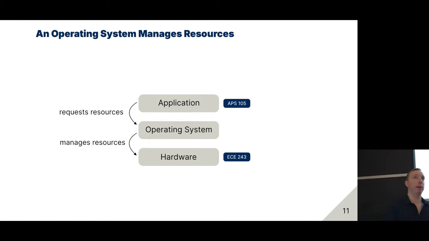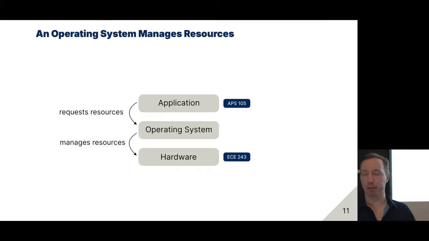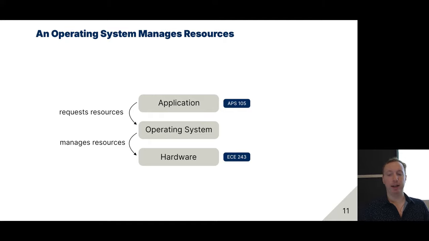So the main goal of an operating system is to manage resources. So we've seen the software stack before where there's applications or programs. They use the operating system. So really they request resources like CPU time, memory, maybe disk space. And then the operating system is the thing that's managing the resources. So it is interacting directly with the hardware. It's figuring out what memory to actually use, what application to run, where things are stored.